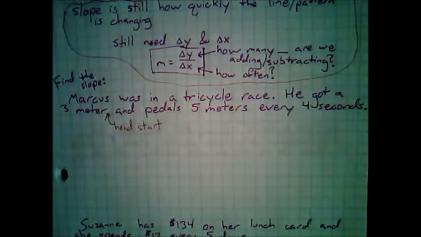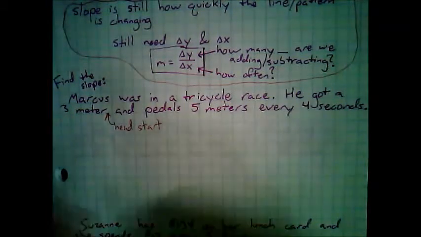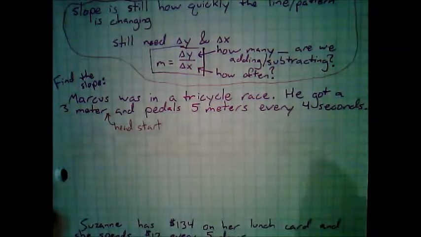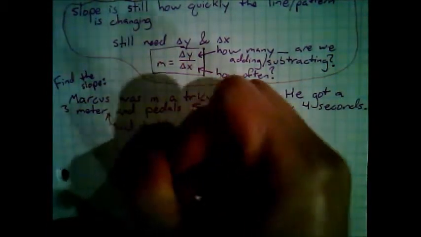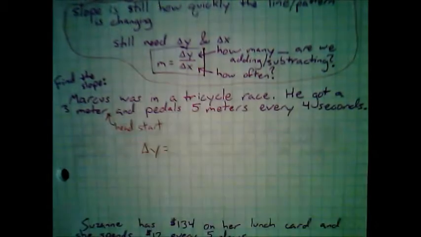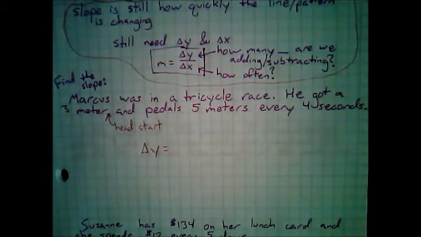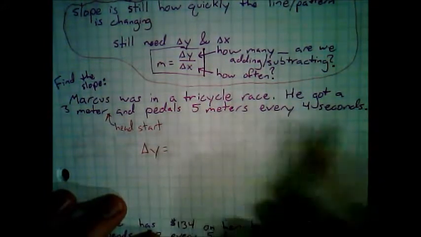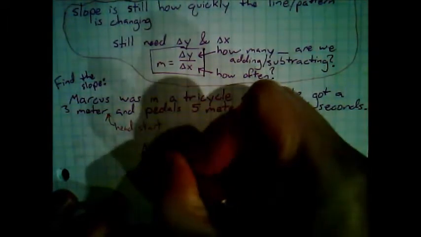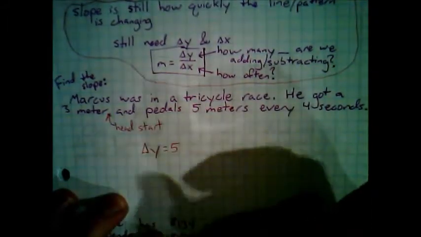Okay, so we still need our delta y and our delta x. We just have to figure out in this word problem, in this situation, what is our delta y and what is our delta x. Well, our delta y is really what's changing. Okay, it's a speed, so we want to know how fast he's going. This is a tricycle race, so we want to know, well, what is his rate of change? How fast is he pedaling? Well, it says he's pedaling 5 meters every 4 seconds, so the delta y is 5.